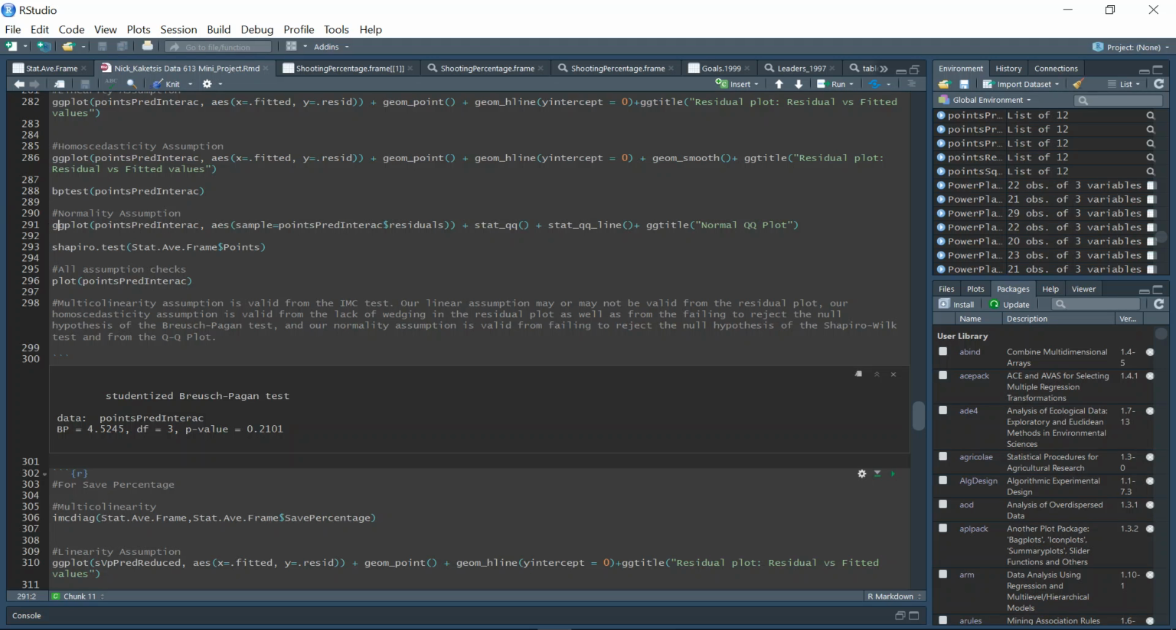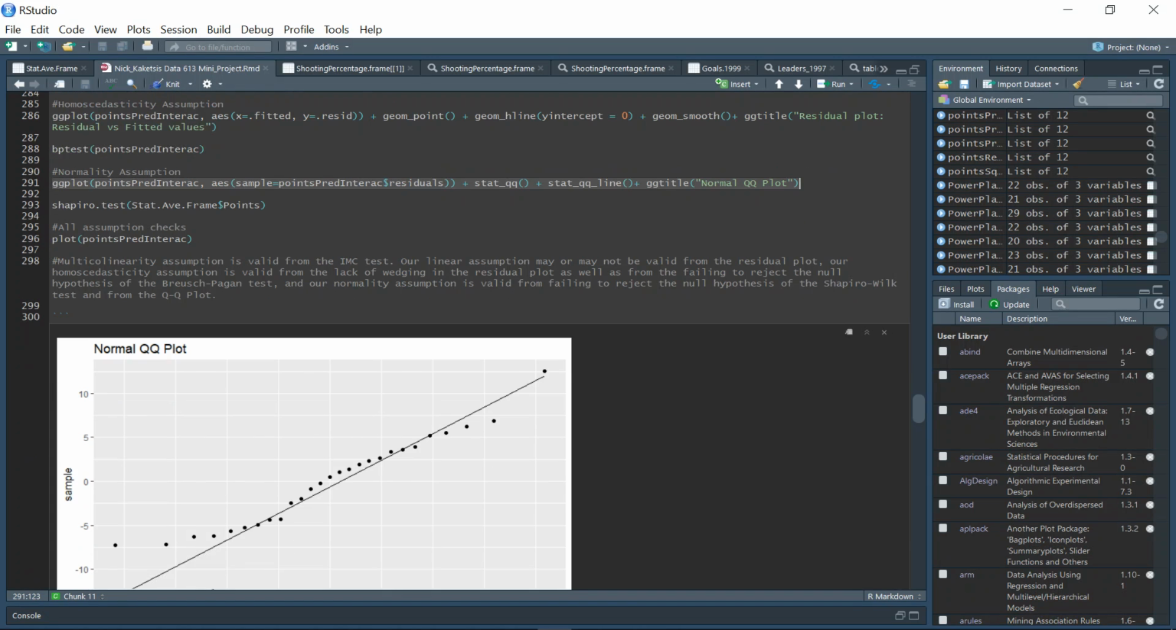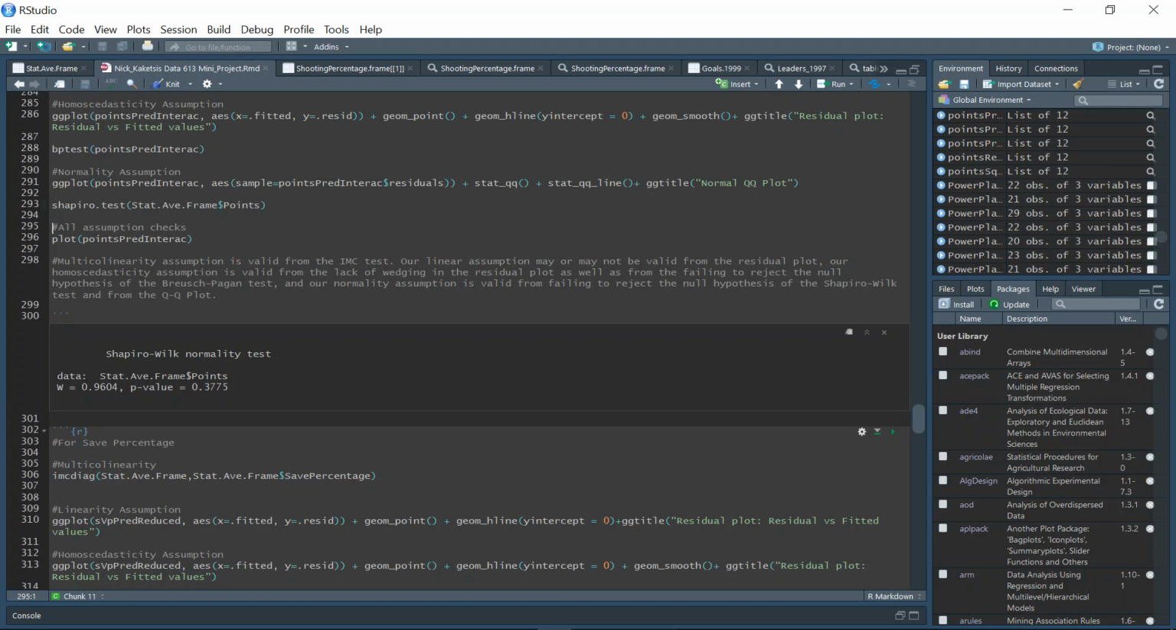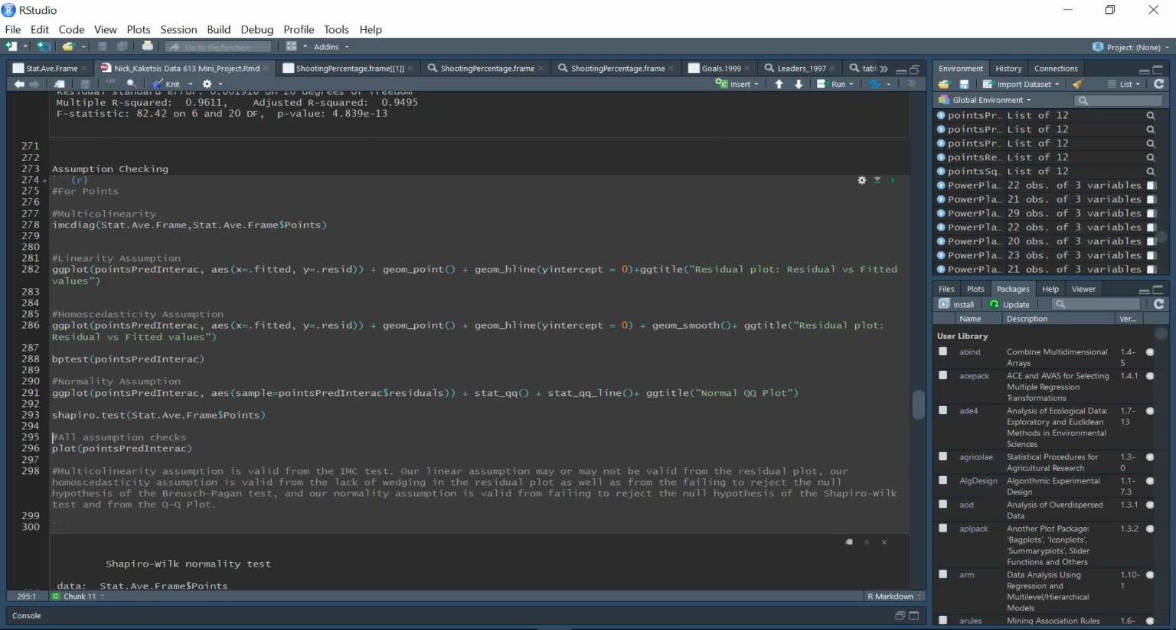Now for our normality assumption, we do what's called a normal QQ plot, and we see how close to linear the residuals are on this QQ line. As you can see, it's reasonably linear, and just from a look, it's reasonably normal. We'll also do a Shapiro-Wilk test, which tests for normality. Since our p-value is 0.3775, we fail to reject the null hypothesis, which in this case is that the data is normal. So all assumptions are valid in this case for the most part.